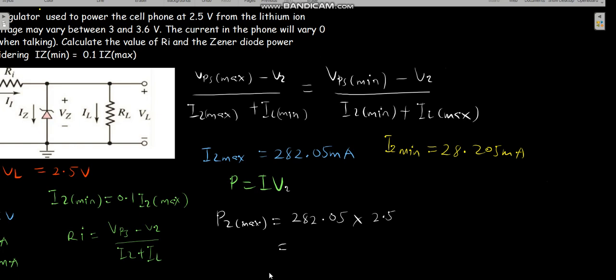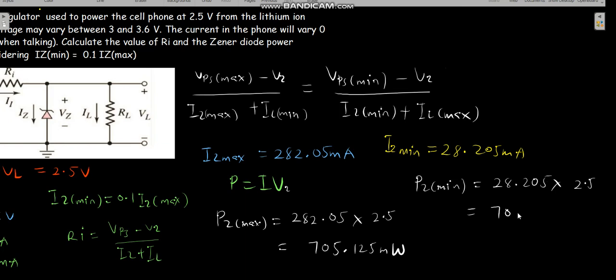Let's see the answer for that. 282.05 times 2.5 gave me 705.125 milliwatts. Now that you know Pz max, let's find Pz minimum. Pz minimum will be equal to Iz minimum, that's 28.205, times Vz, that's 2.5. Let's see what you get for that one also. 28.205 times 2.5 gave me 70.5125 milliwatts.